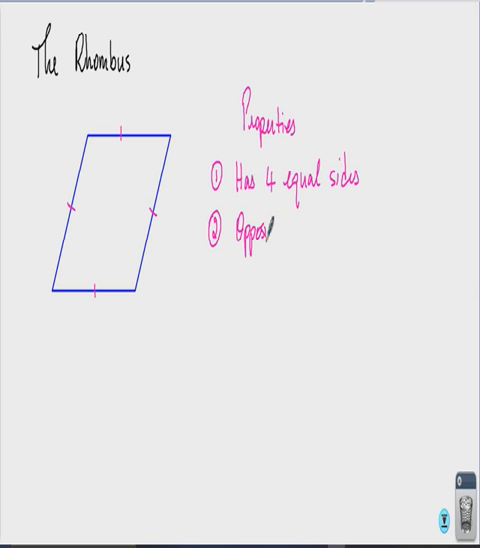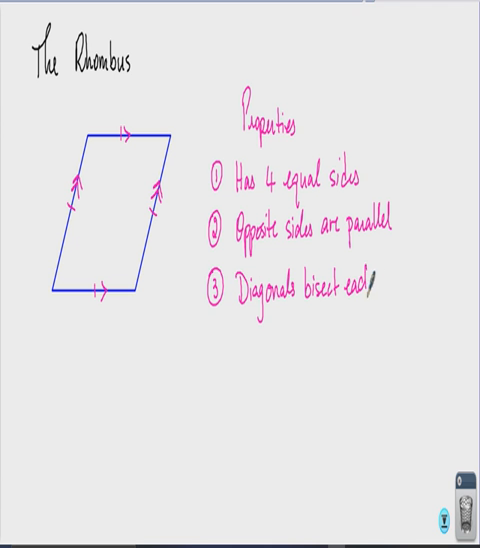Property number 2. Opposite sides are parallel, like a parallelogram. So this side is parallel to this side, and this side is parallel to this side. Now, about the diagonals. Property number 3. Diagonals bisect each other at right angles. So this is similar to the square. Diagonals bisect each other at right angles.